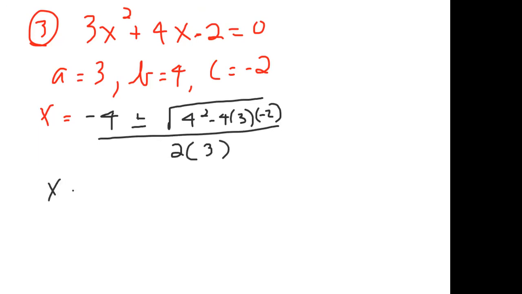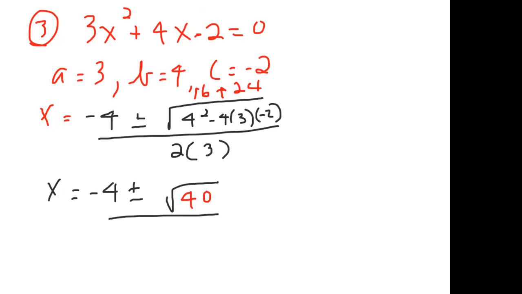Now, we want to simplify what's inside the radical. 4 squared is 16. And then 4 times 3 is 12. 12 times 2 is 24. So this is going to be 16 plus 24. Now, 16 plus 24, guys, is going to be 40. So as you can tell, this is not going to turn out to be an exact value. So you're going to have to simplify here.